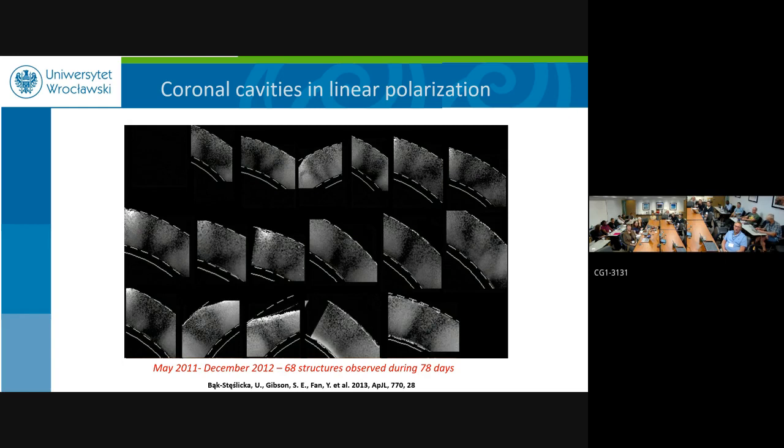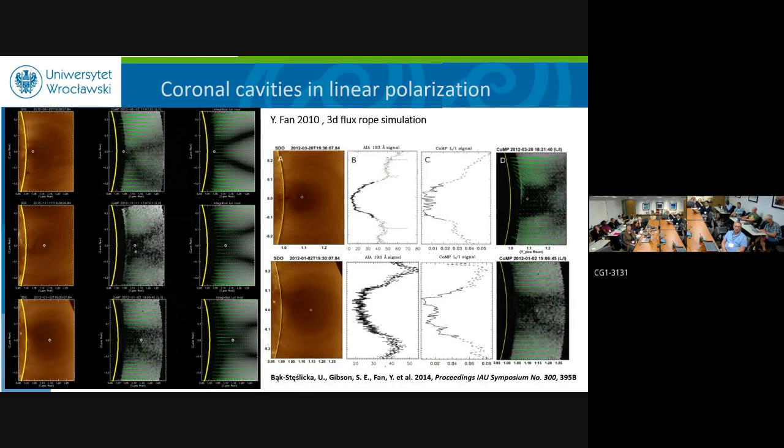In this first paper, we analyzed only 68 different individual cavities, but my student later on analyzed the whole data. And how can we interpret these results? We used forward modeling. On the left side, you can see AIA. These are CoMP observations in linear polarization, and this is the model.